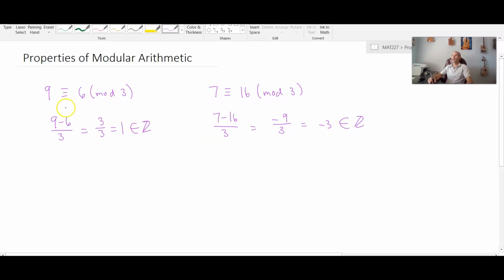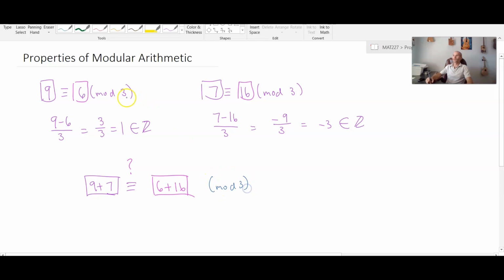Now, one other thing that I could look at is, what if I added these two values here? That is 9 plus 7. If I added 9 plus 7, and I'm going to put a congruent sign here, if I also added 6 plus 16, then would it be true that 9 plus 7 is congruent to 6 plus 16 mod 3? Notice that the divisor here is the same as here.